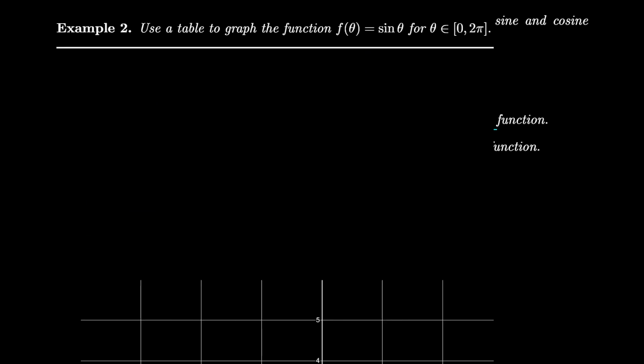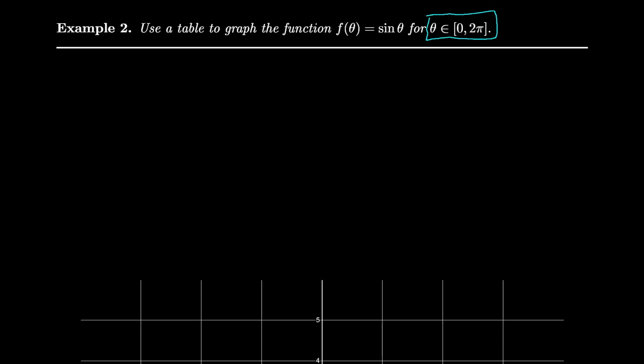Let's move on. So the graph here asks us to use a table to graph the function f of theta equals sine theta for theta in the range of 0 to 2 pi. So we're going to start at 0. We're going to start here. And we're going to end here. That's what that means. So that's theta in the interval from 0 to 2 pi.